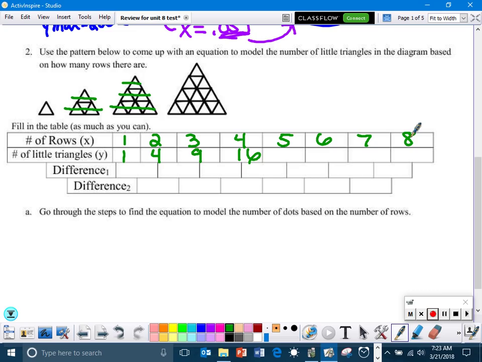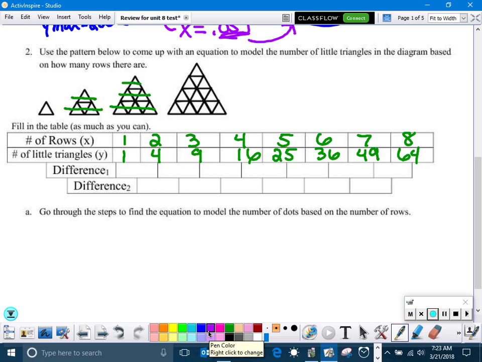But now look at the number of triangles. 1, 4, 9, 16. I hope you realize that that is a very specific pattern, okay? Think about it. 1, 4, 9, 16. That's the pattern of perfect squares. So the next one is 25, 36, 49, and 64, and so on.